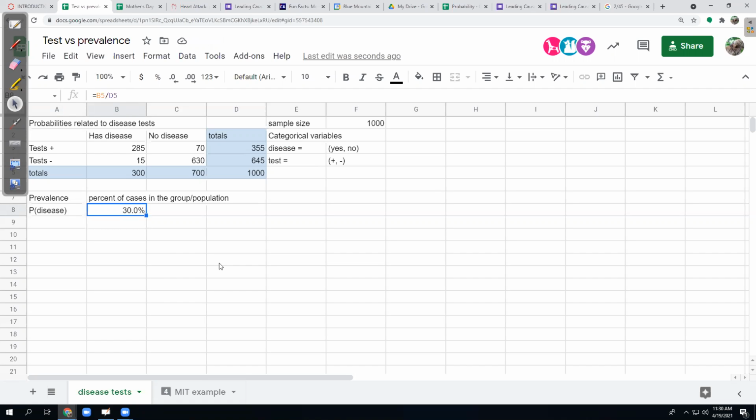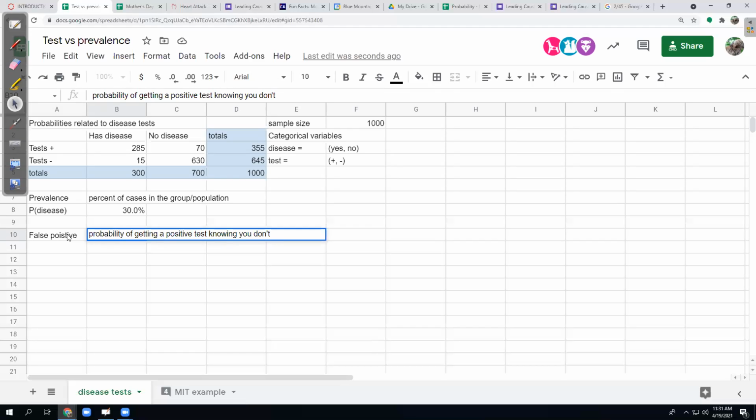That's prevalence. There's a few other ideas I want to mention and what their probabilities are and what they mean. So I mentioned the idea of having a false positive test. So what is a false positive test? So that the test came back positive, but it was wrong, right? That means it really didn't have the disease. So this would be the probability of a positive test knowing you don't have the disease, right? It's a mistake.